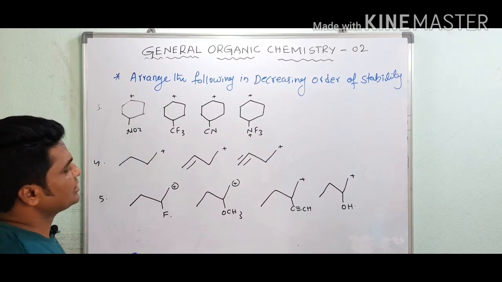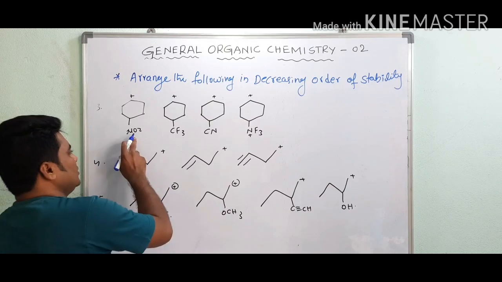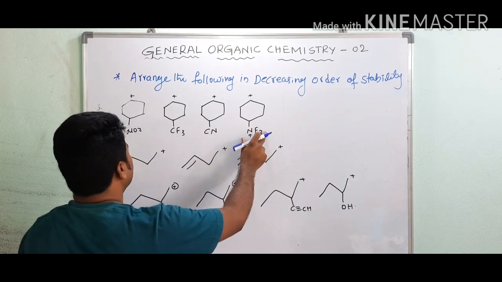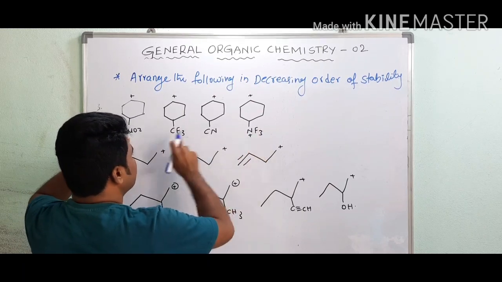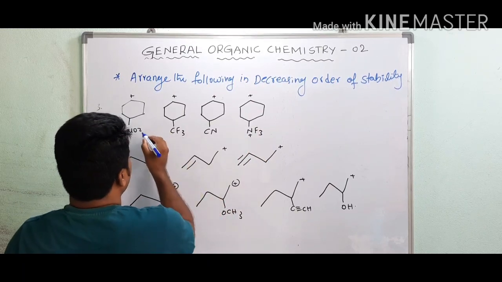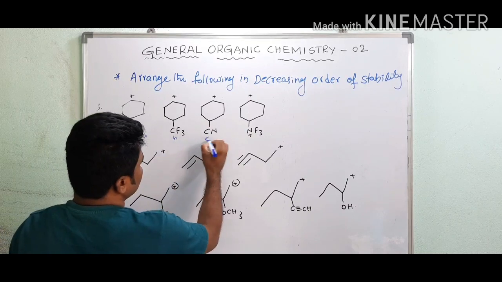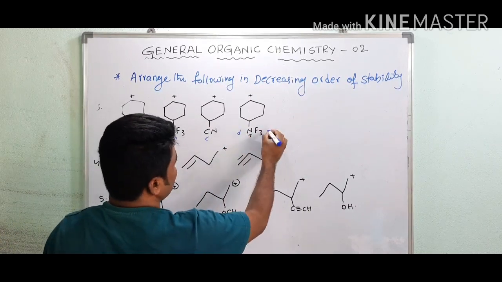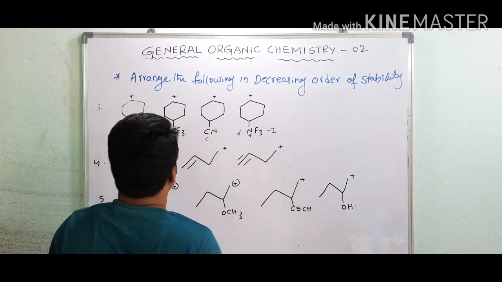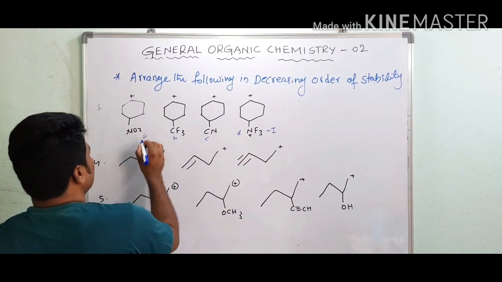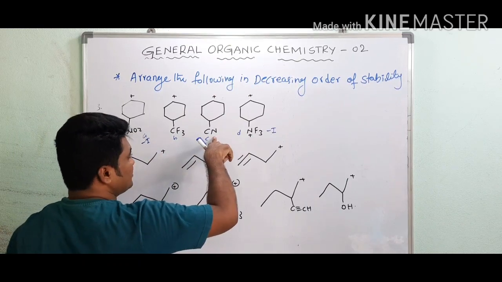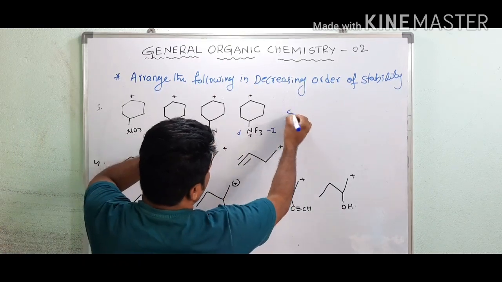Now this is a very simple question. It is a direct question based on inductive effect order. Which one has more minus I effect? This NF3 plus is more. Then after that, who will come? NO2, then CF3, then cyanide. So if we give A, B, C, D, D is highly unstable. Why? Because it shows more strong minus I. Then NO2 is also strong minus I, but cyanide shows less minus I.